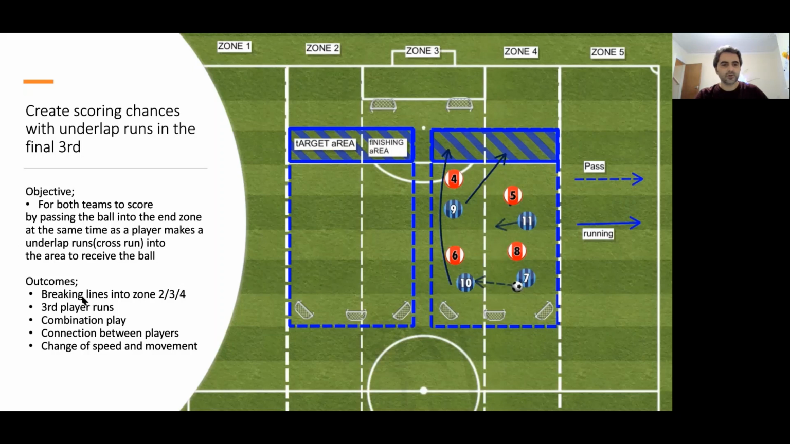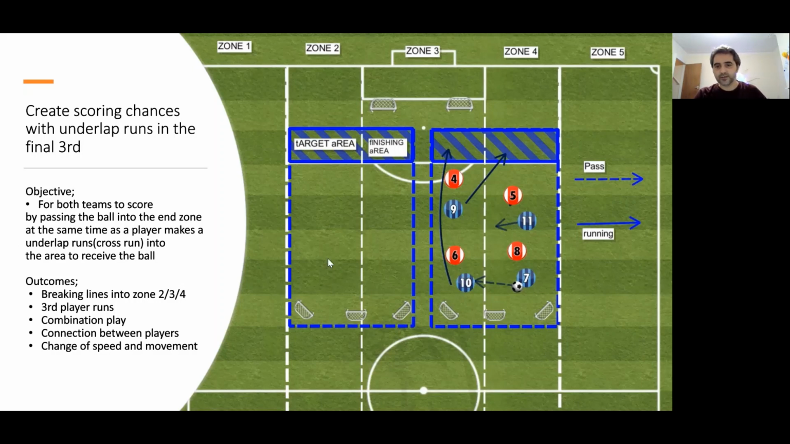Let's talk about our outcomes. What we gain after playing this game: breaking lines into zones 2, 3, 4. And the third player run, which means when they're passing each other, number 11 is a third player, so we need to pass the ball to the third player. When they're passing each other, number 9 becomes his third player. When they play each other, number 10 becomes the third player. So those runs are also important.